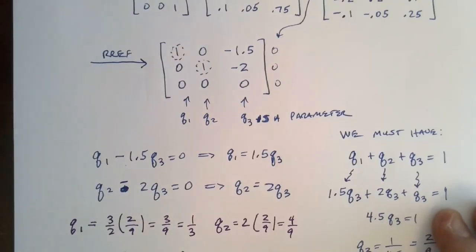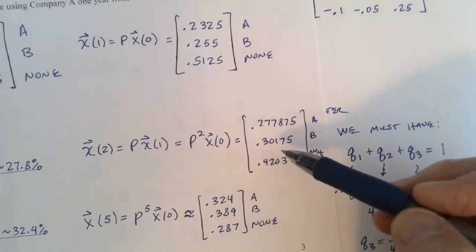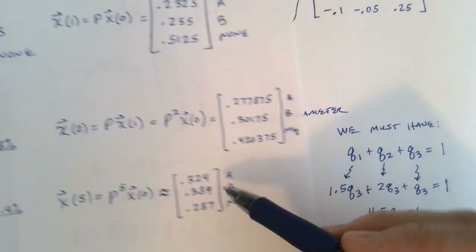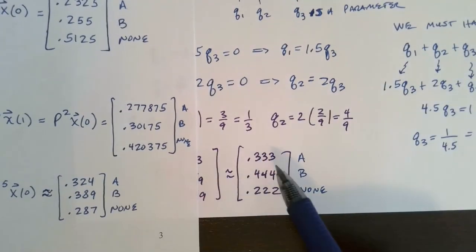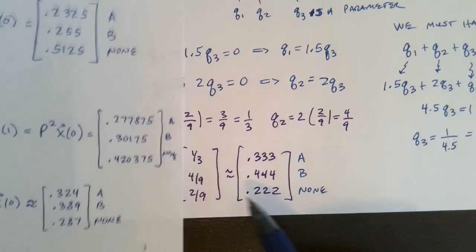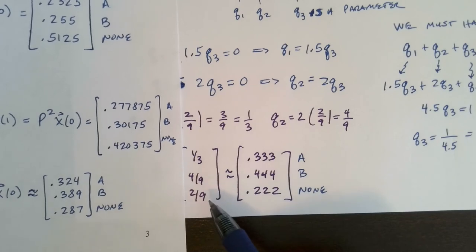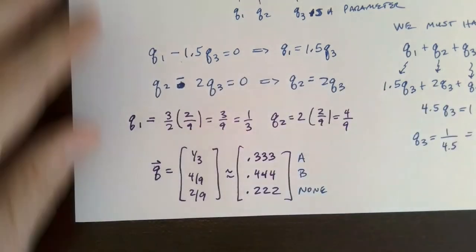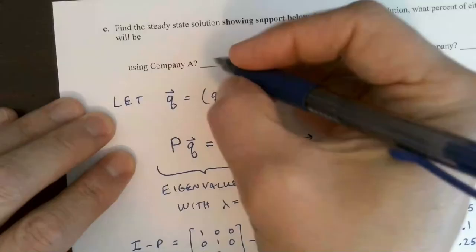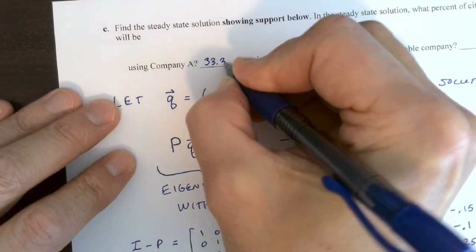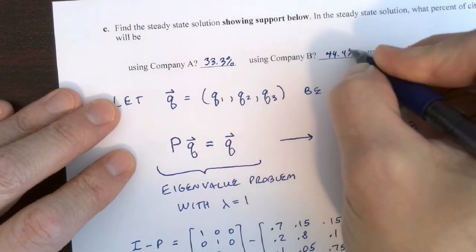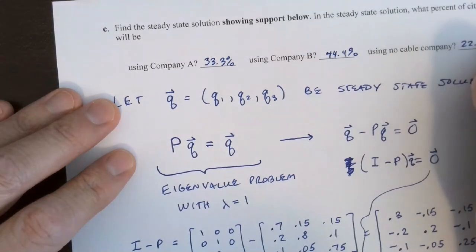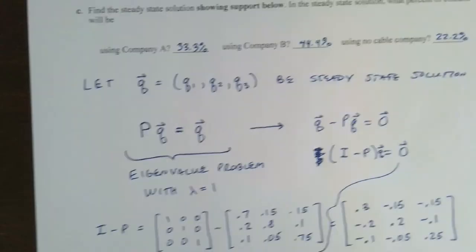And if you look at, so we were looking at here was after 1 year, here was after 2 years, here was after 5 years, and so on. So this is getting closer and closer to this distribution. Or 1/3, 4/9, and 2/9. So as percentages, then we'll just say 33.3% there, 44.4% there, 22.2% there. That's what we're approaching.